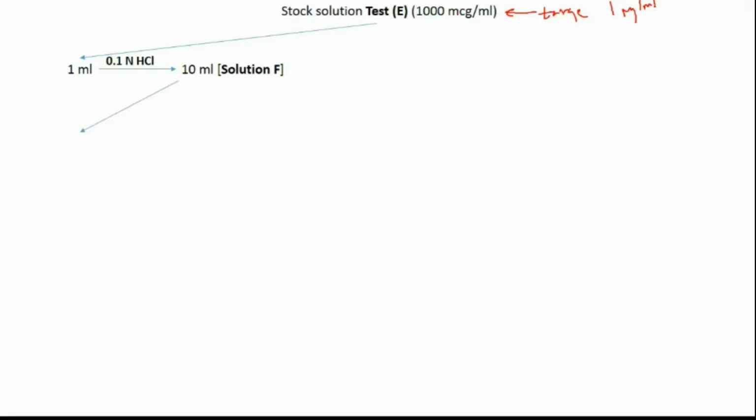Excellent. Okay, let us call this solution F. From solution F we pipette out 1 ml and dilute to 10 ml again with 0.1 normal HCl. Let us call it solution G. Any guesses what will be the concentration of solution G?